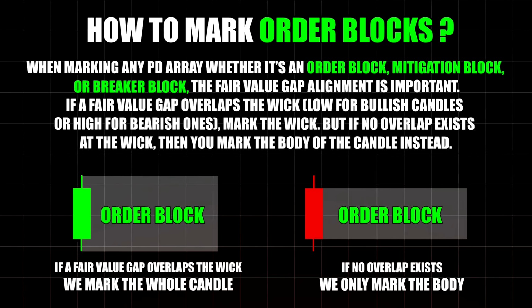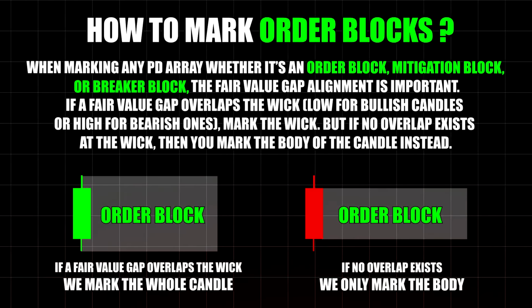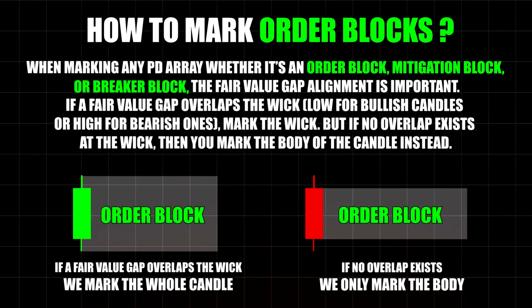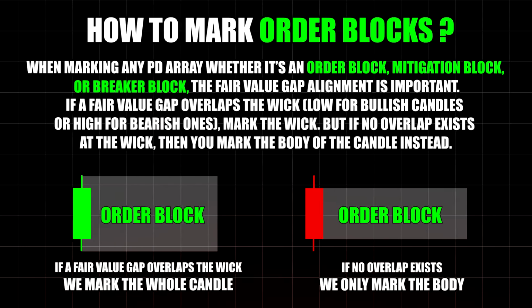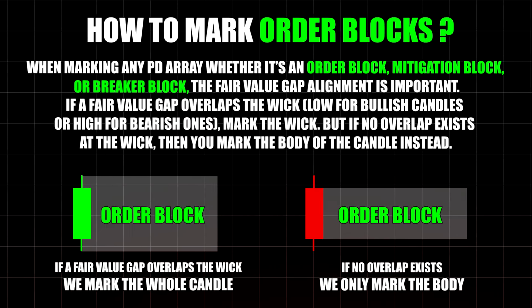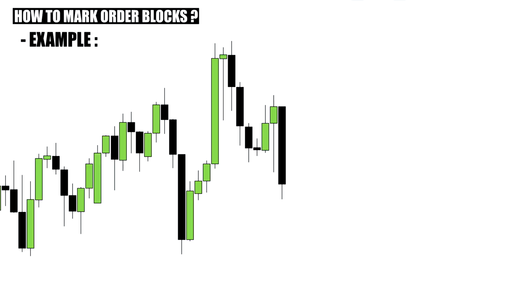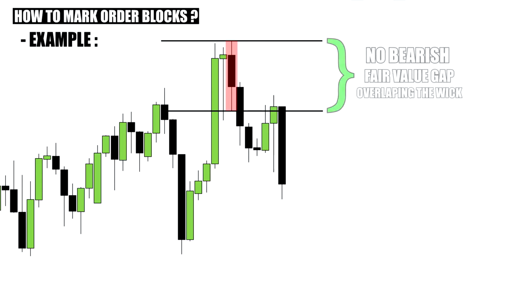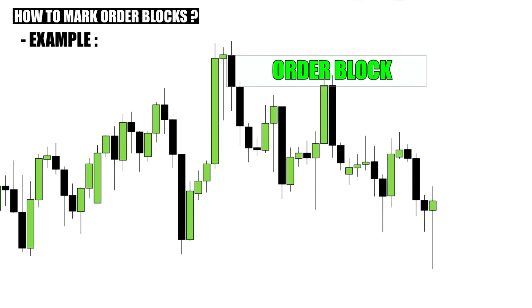When marking any PD array, whether it's an order block, mitigation block, or breaker block, the fair value gap alignment is important. If a fair value gap overlaps the wick, low for bullish candles or high for bearish ones, mark the wick. But if no overlap exists at the wick, then you mark the body of the candle instead. For example, take a look at this order block. If there's no fair value gap overlapping the wick, but one aligns with the candle body, then you should mark the body. The wick is only relevant if it directly interacts with the fair value gap.